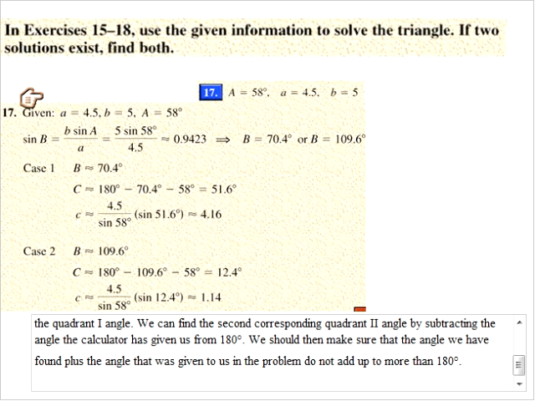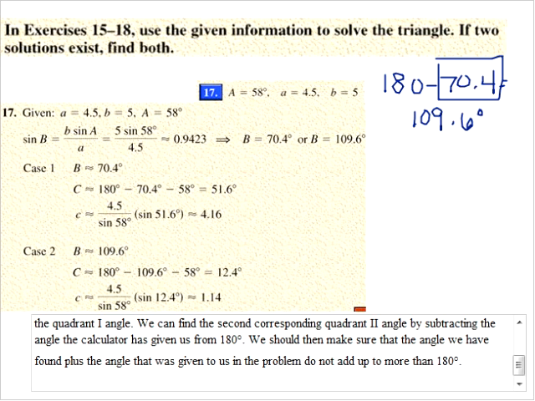Okay, so here's an example where there's actually two solutions, two different triangles that we can make. Here we would solve for angle B. We would get 0.9423. The actual angle is 70.4. So what we would do then is take 180 minus 70.4, and that's where we get the 109.6.